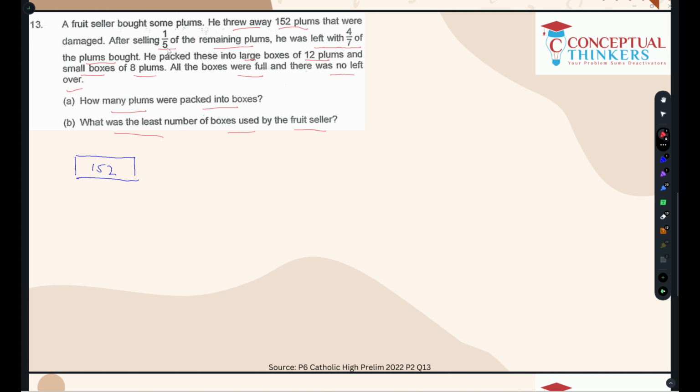We know that 1/5 of the remaining plants will be sold after. So that means we're going to draw 5 units for the remaining plants. Out of these 5 units, based on the denominator, the numerator represents the subject of the sentence. So this is sold. And this is what was thrown away. Lastly, here will be the leftover that he will use to pack into boxes. This part is our 4/7 of the total.